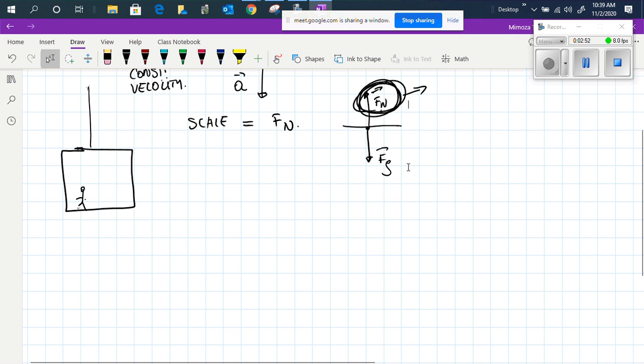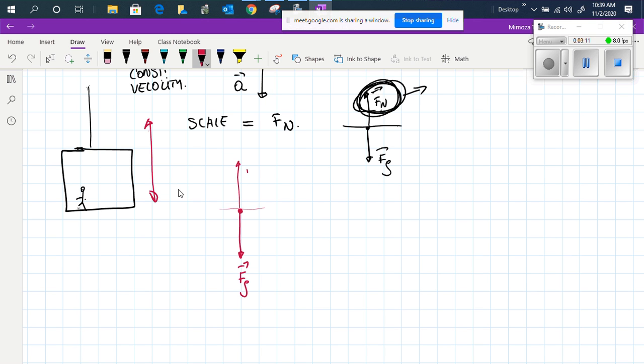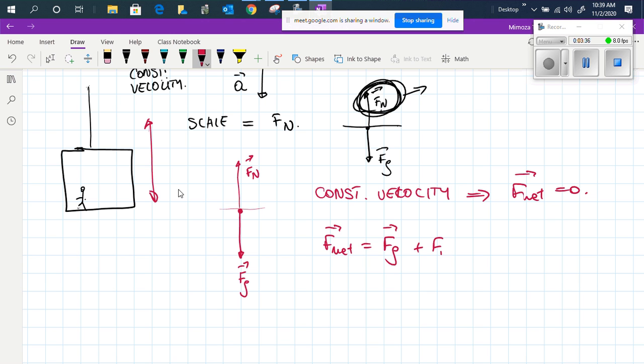So in the case when we are moving with constant velocity, either up or down, it doesn't really matter, the free body diagram will look something like this. You being on a scale is this one here, and force normal, since we are dealing with a horizontal surface, will be this one here. Since it is constant velocity, that means that force net is equal to 0. So the forces that the object is experiencing are force of gravity and force normal. Since the net is equal to 0, then we can say that force normal is equal to force of gravity.